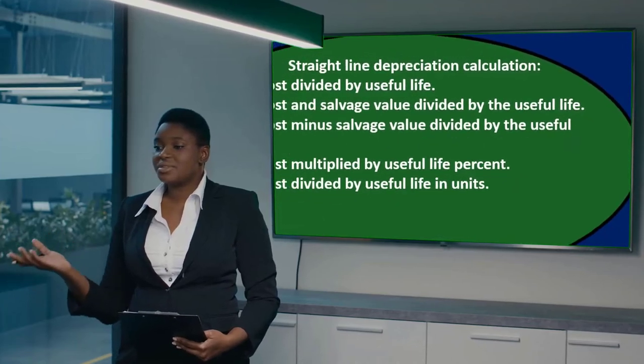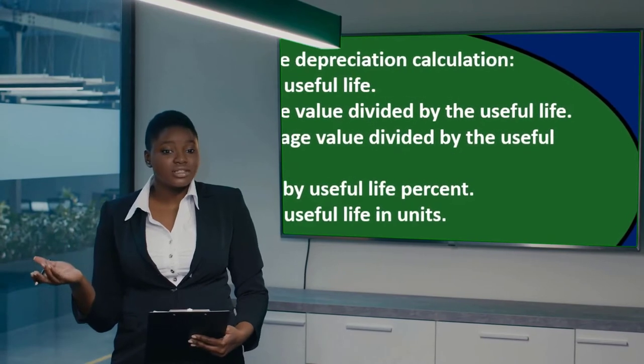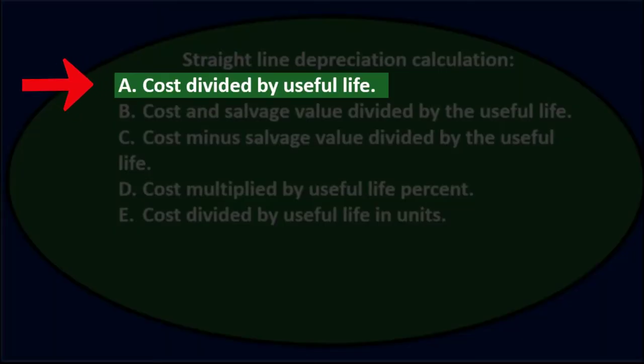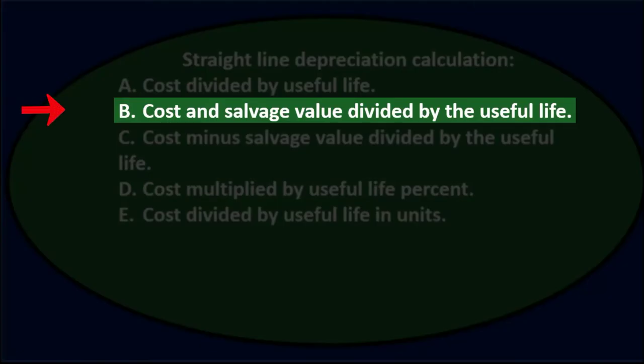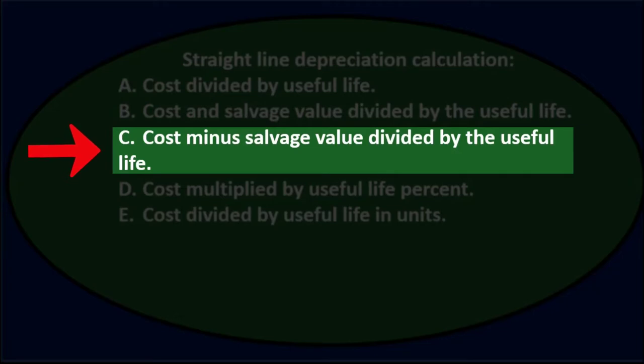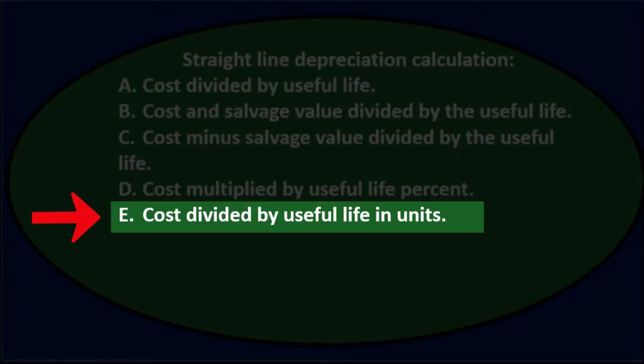In this presentation, we will take a look at multiple choice questions related to property, plant, and equipment. First question, straight line depreciation calculation. A, cost divided by useful life. B, cost and salvage value divided by useful life. C, cost minus salvage value divided by useful life. D, cost multiplied by useful life percent. E, cost divided by useful life in units.